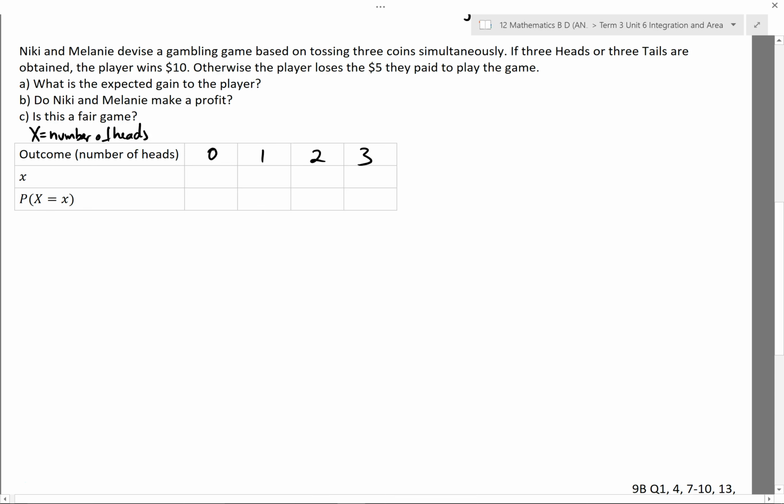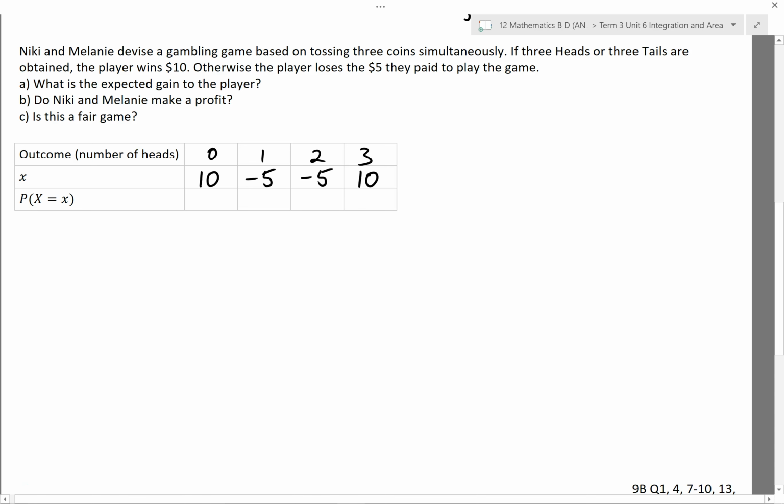To calculate these probabilities, I'll leave the probabilities for a second. What's the result that I'm looking at? So no heads means 3 tails, in which case we're going to win $10. And for 3 heads, we'll win $10 as well. So winning is positive. In the other two scenarios, we're going to lose $5. This is all from the player's point of view.